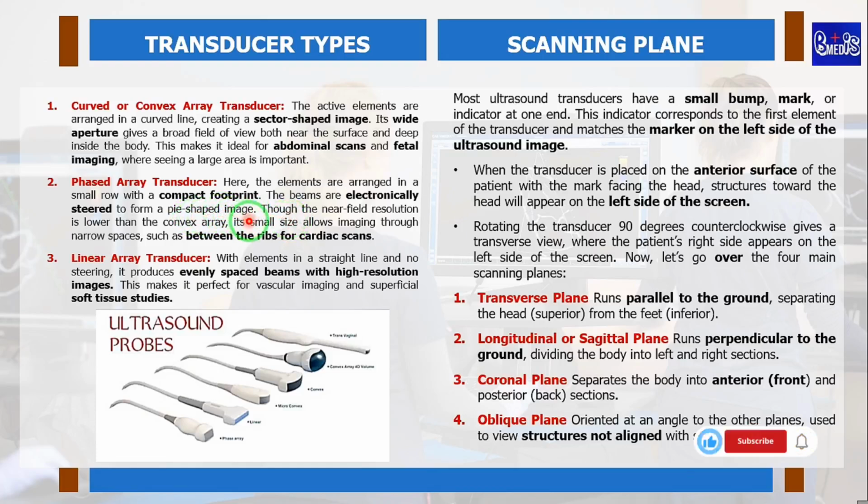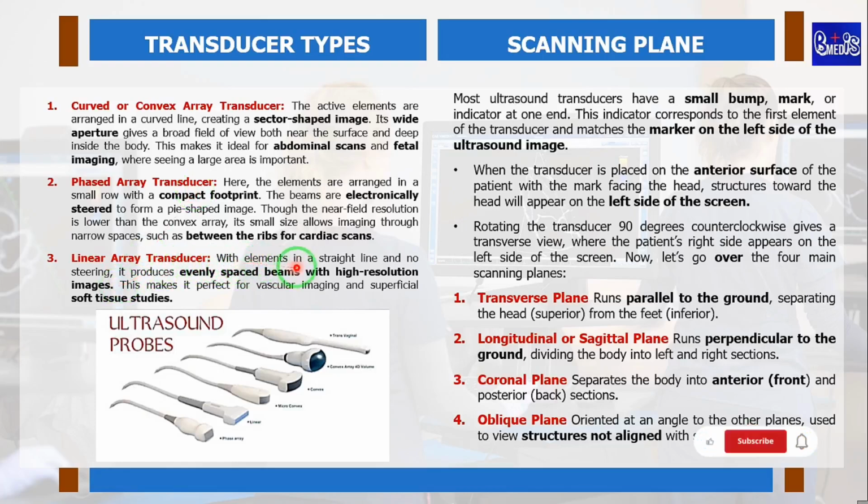Though the near field resolution is lower than the convex array, its small size allows imaging through narrow spaces, such as between the ribs for cardiac scans. These probes are also called cardiac probes, used in echocardiography to scan the heart through the ribs. Then the last is the linear array transducer.